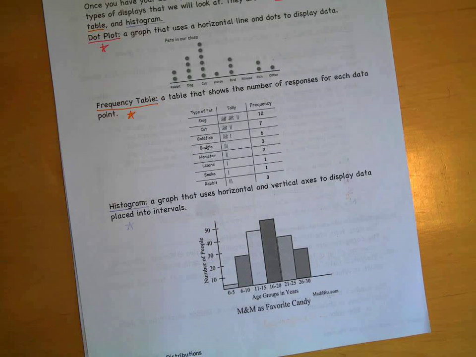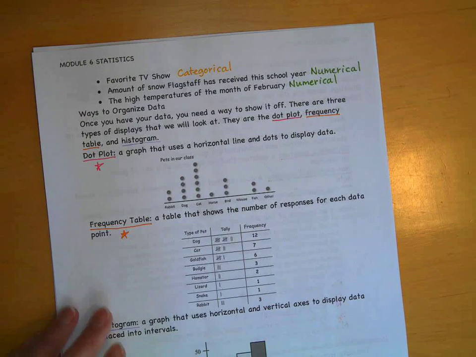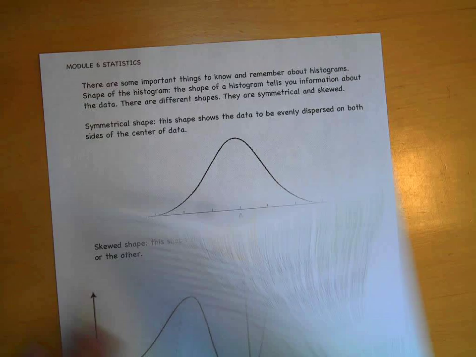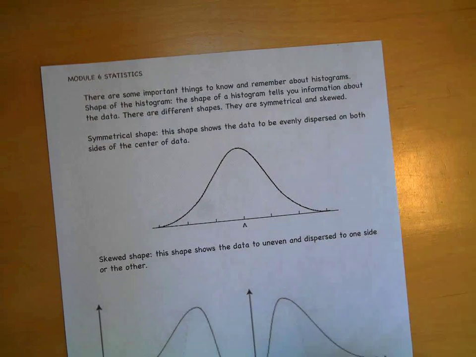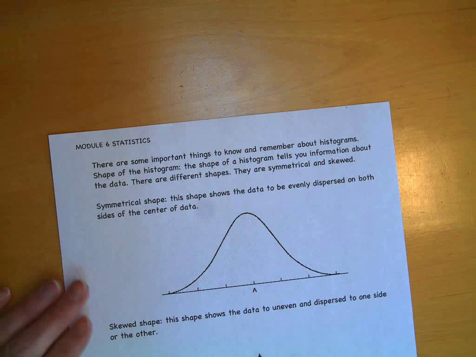So remember, a histogram is a graph that uses the horizontal and vertical axes to display data placed in intervals, evenly spaced intervals that are always touching, okay? So those are the three ways to organize our data. And boys and girls, I know this is a lot of information, but welcome to statistics. Okay, we have one more page to go through, and then we'll be finished.